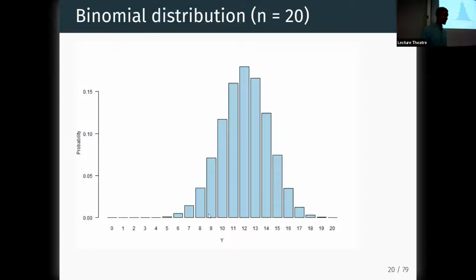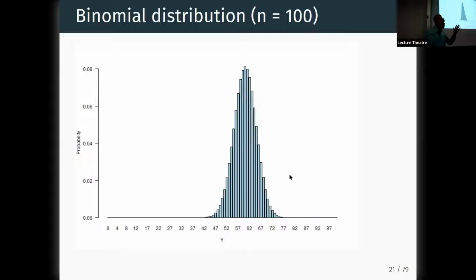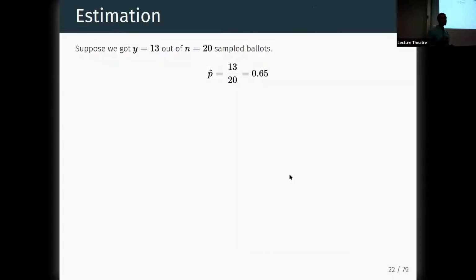And if we increase the sample, this distribution starts to get narrower and closer to the true value. So the bigger the sample, the more likely we are to get our estimate to be closer to the true value. So how close is good enough? Let's say we got 13 out of 20 in favor of Albo, that's 65%. But is that enough to show that it's bigger than 50%?